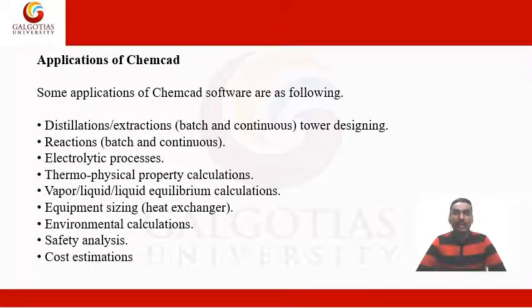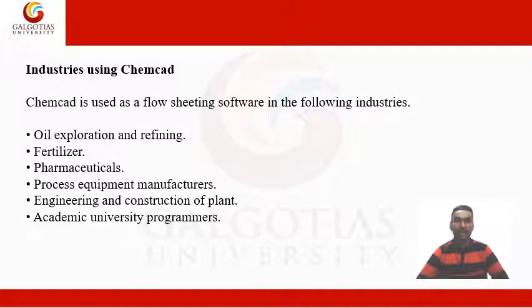So here the ChemCAD software applications are listed below. First one is distillations or extractions towards the designing, then reactions. Third one is electrolytic process, then thermophysical property calculations, vapor or liquid equilibrium calculations, equipment sizing, environmental calculations, safety analysis, and cost estimations. So these are the applications that are used in the ChemCAD software.